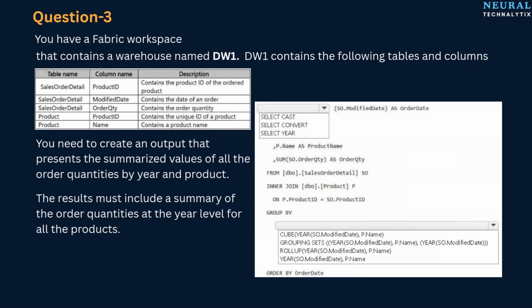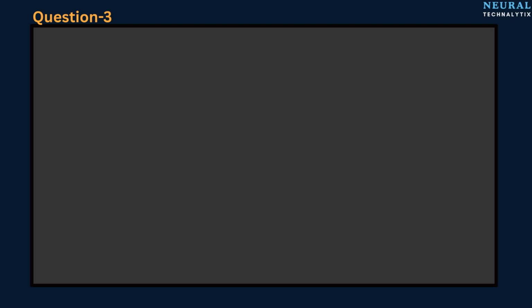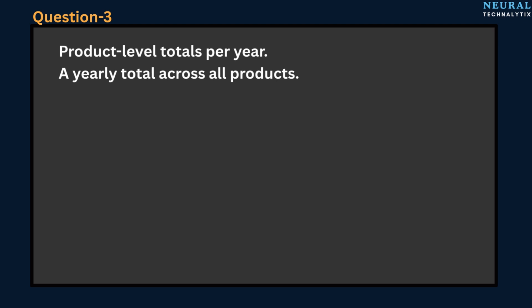Okay, now let's slow down and think. The requirement says summarized values by year and product. And this part is critical: include a year-level summary for all products. That means two things. We need product-level totals per year, and also a yearly total across all products. So this is clearly not a simple group by.